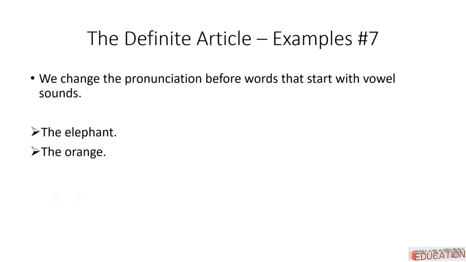The orange. The SMS. But the unicorn, because although the word unicorn starts with a vowel, it doesn't have a vowel sound. So we have "thuh unicorn," but "thee SMS," because although SMS starts with a consonant, it has a vowel sound.